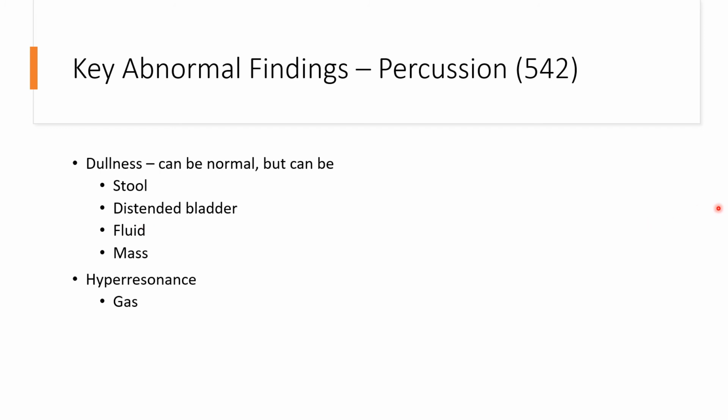So, dullness, this is related to percussion, and this is on page 542. Dullness can be normal and can be related to stool or a distended bladder, which are normal findings, but it can also be related to fluid or mass. Okay, hyperresonance, where it's a very high-pitched drum sound, is usually associated with gas and gaseous distension.